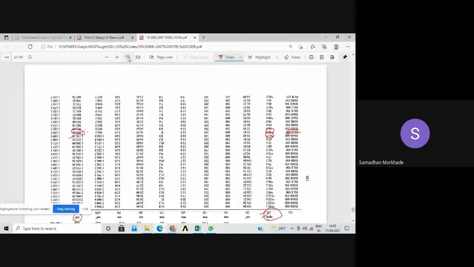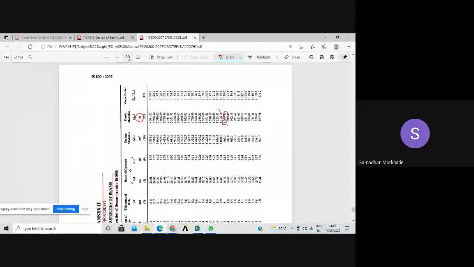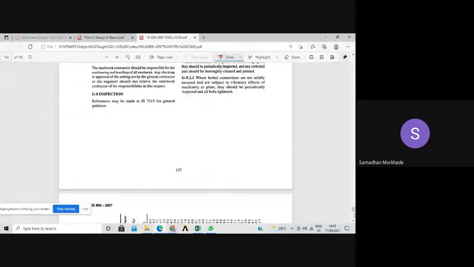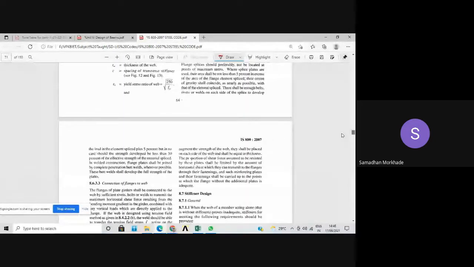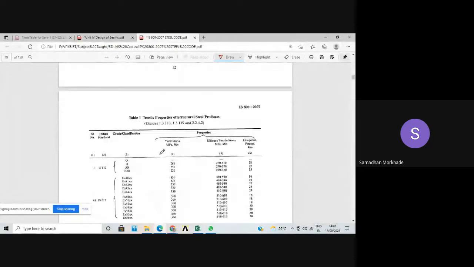What is meant by plastic? What is meant by compact? What is meant by semi-compact? In the initial pages itself, the plastic, compact, semi-compact definitions are given. I will show you.